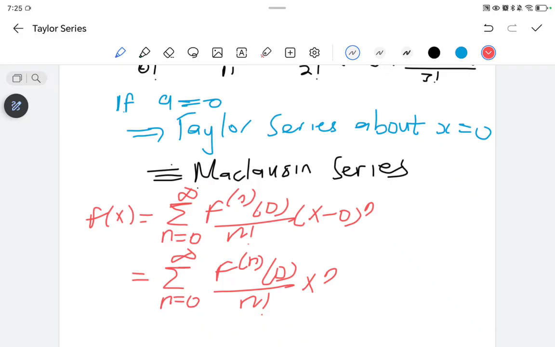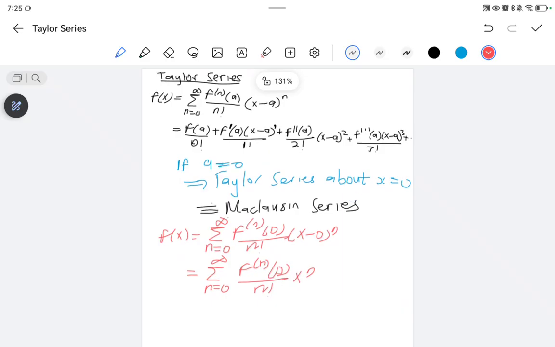Sir, yes? Based on Taylor series, we need to know that formula and be able to apply it. Yes, we need to be able to know the formula and be able to apply it.